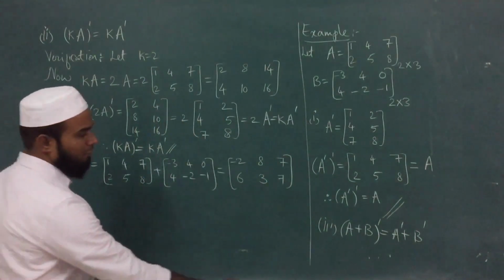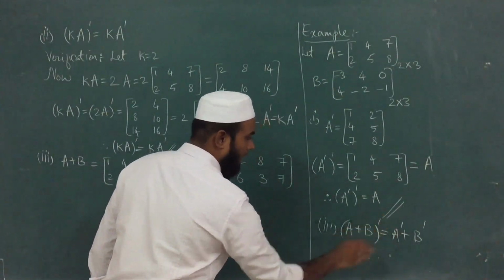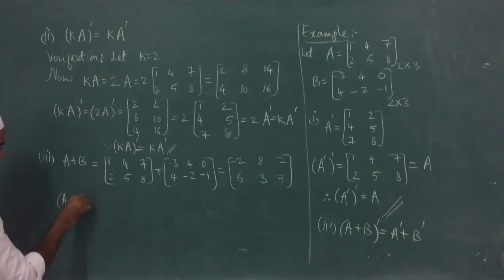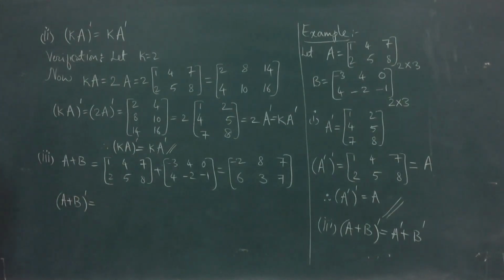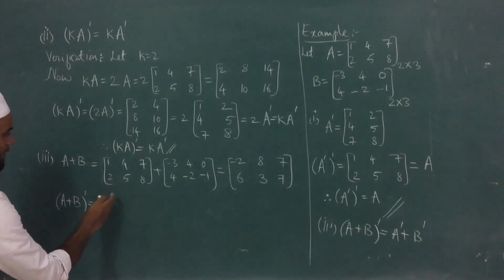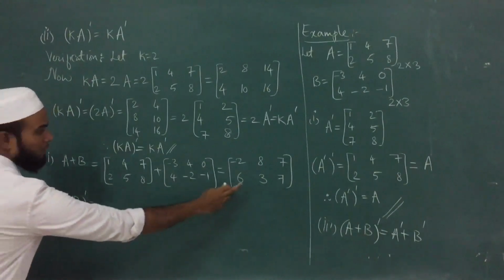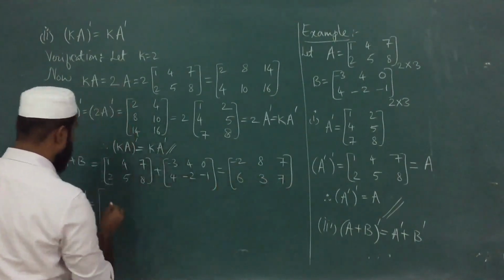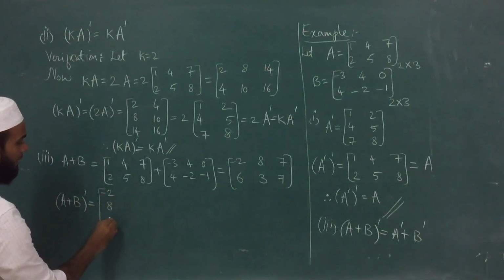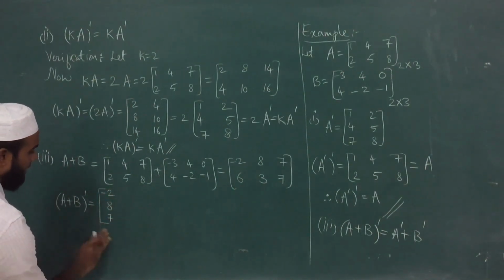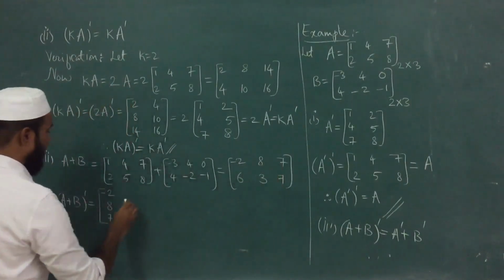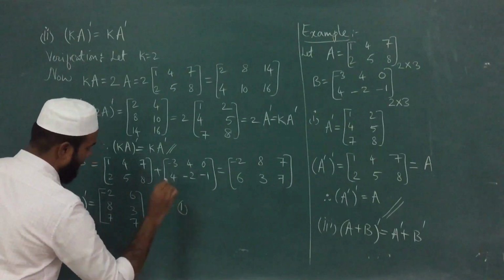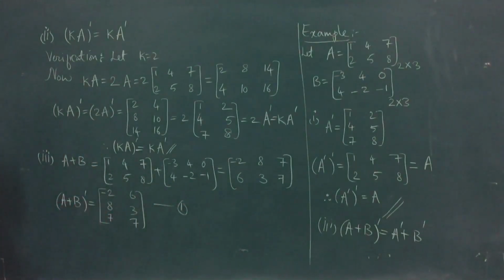Now we have to evaluate A plus B whole transpose, which is the transpose of this matrix A plus B. What will happen when we take the transpose of this? -2, 8, 7, then next 6, 3 and 7. You consider this as 1, right? A plus B whole transpose we have evaluated.